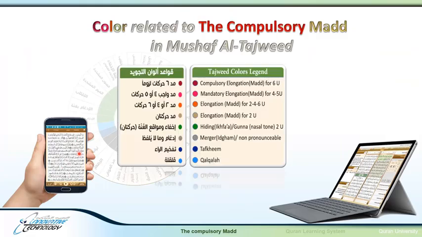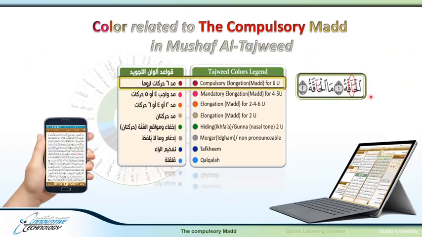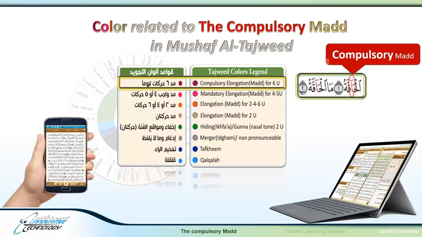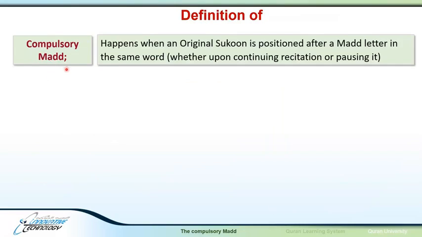So the color related to the compulsory med in Mushaf al-Tajweed is this dark red color, as we have mentioned in al-haqqa. It is a compulsory med given the dark red color. Let's study the compulsory med a bit deeper and start by its definition.